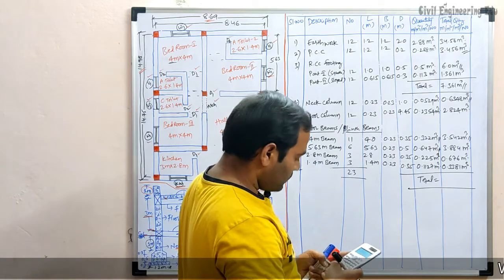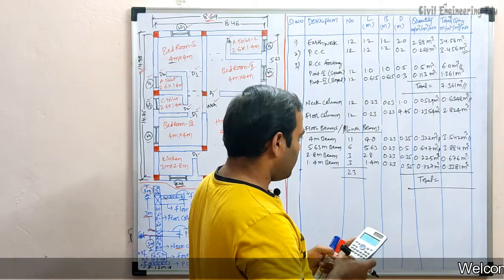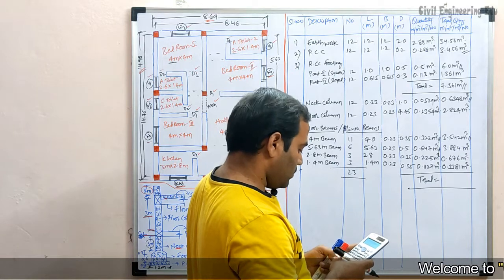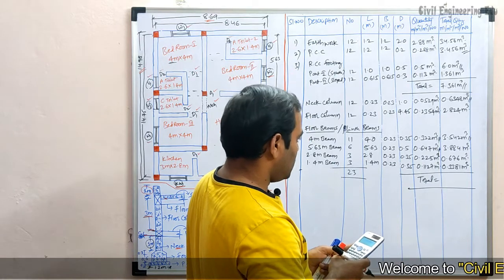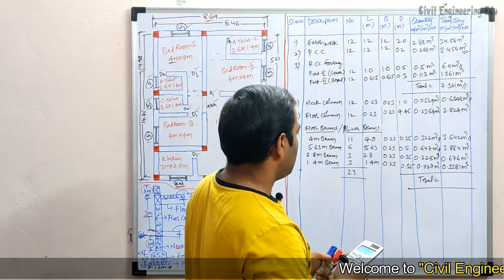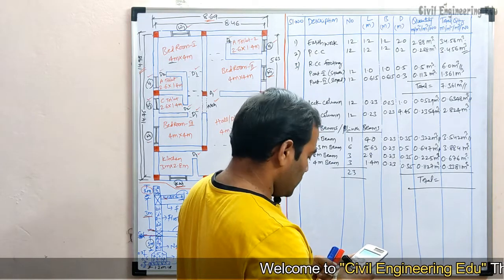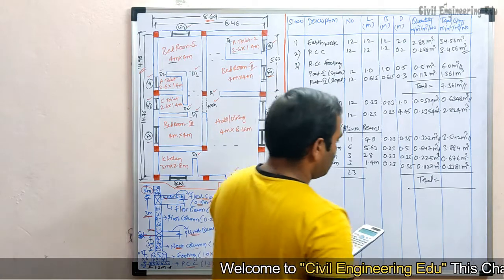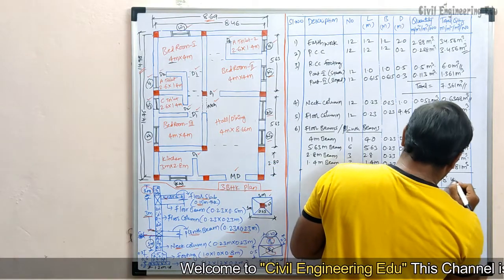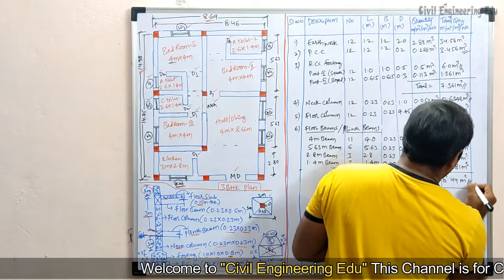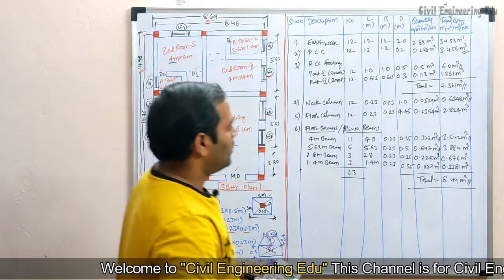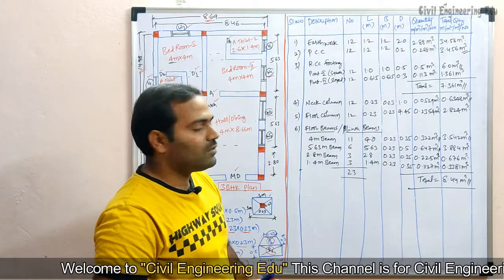What is the total? 3.542 plus 3.884 plus 0.676 plus 0.338. So our answer should be 8.44 meter cube. So this is the calculation of beams.